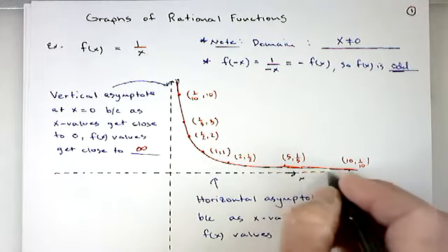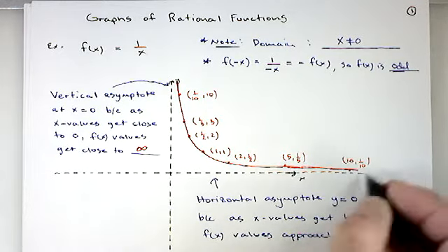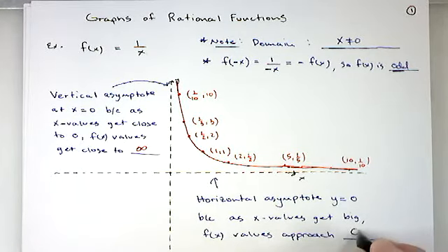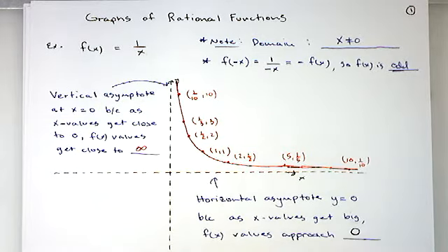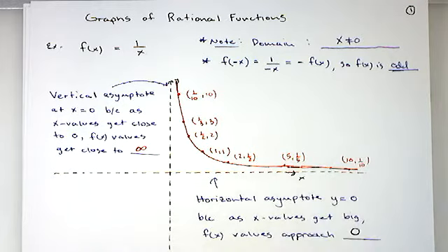So we put a horizontal asymptote, which is the x-axis, also known as y equals 0, to indicate that as my x values get really big, my f of x values start to approach 0. They're getting closer to 0. And that's how we can denote it. That means it's going to get infinitely close, but never quite make it to 0.